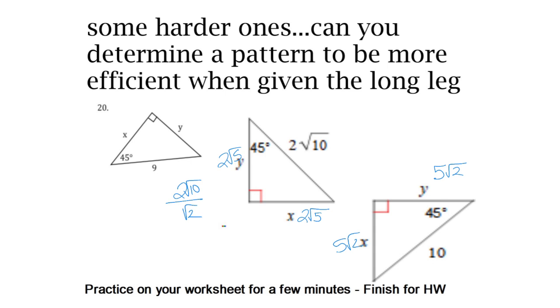All right, so you have a worksheet where you have 30, 60, 90s on one side, 45, 45, 90s on the other, and then there's a few that are merged together at the end. So that's part of your homework is to work on that worksheet and get that completed.